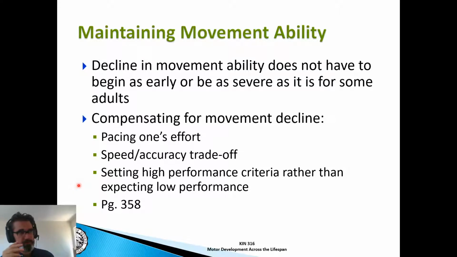Speed-accuracy trade-off is one of these things, and we talked a little bit about this in terms of driving. Because reaction time is not very slow, but it has declined in older adults, they have to adopt a compensatory strategy of slowing down and trying to be more accurate and deliberate with their maneuvers on the road. They have to shift away from trying to be very fast to being more accurate, because of that decline we see in aging of a reduced reaction time, and reduced strength and speed of their own system. So, set high performance criteria rather than expecting low performance.